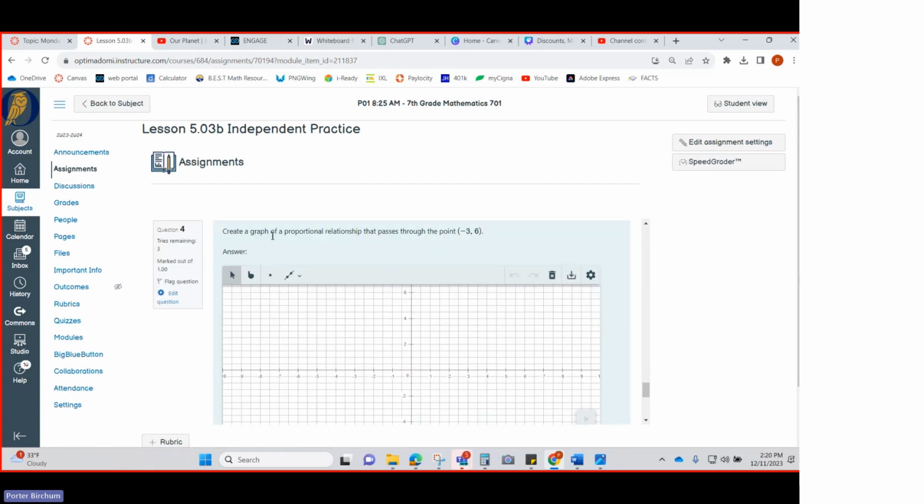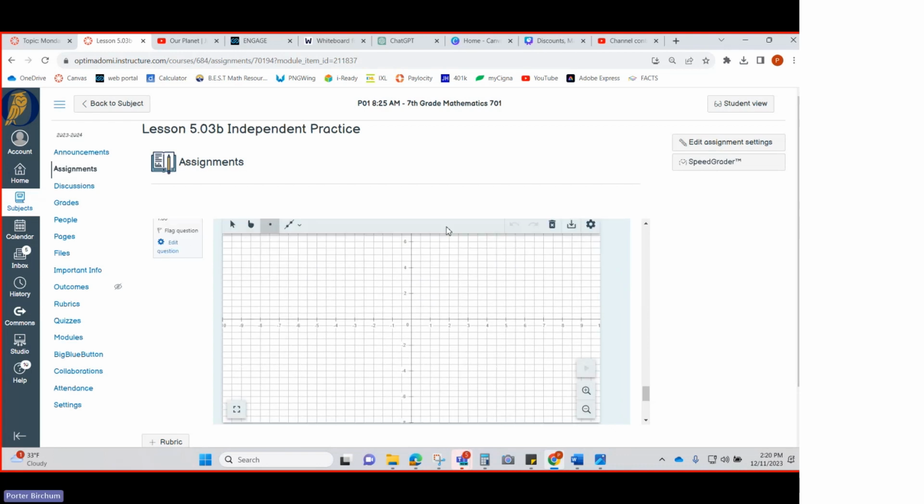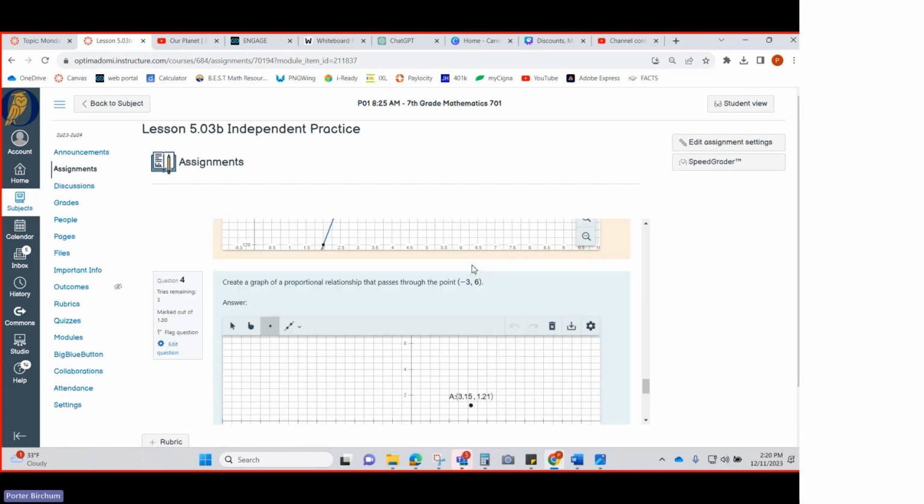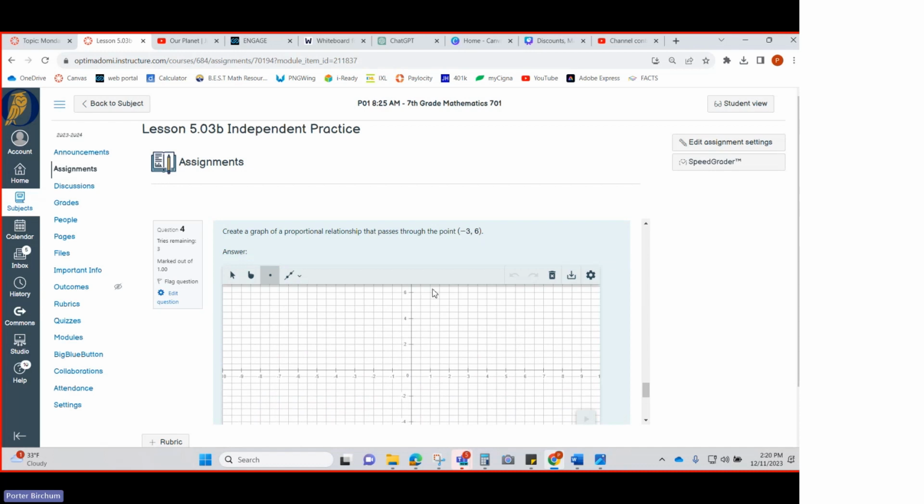Ooh, interesting. Create a graph of a proportional relationship that passes through the point -3, 6. Okay, so one of the points, let me click on the dot button this time, is going to be -3, 6. So I'm going to go to the left 3. The first number in the ordered pair is -3, and the second number is 6, and the second number is a positive, which means I go up right there.